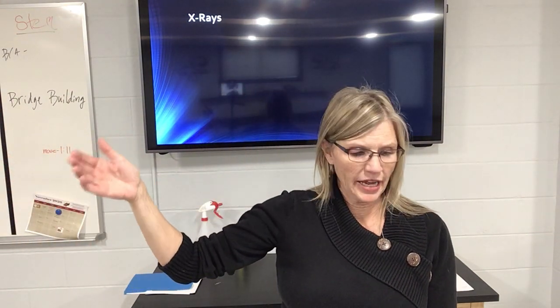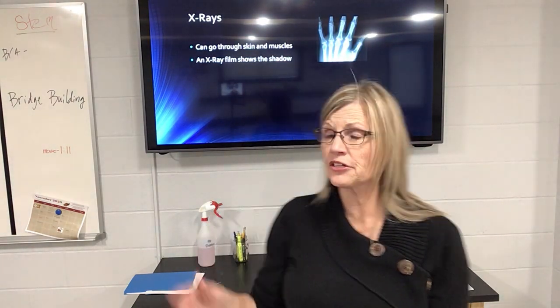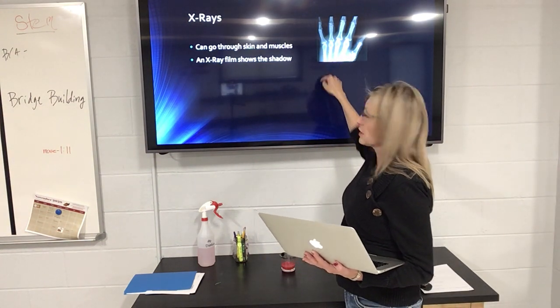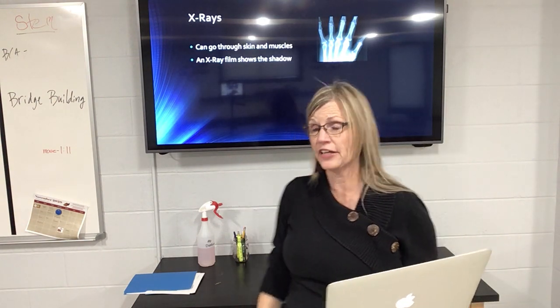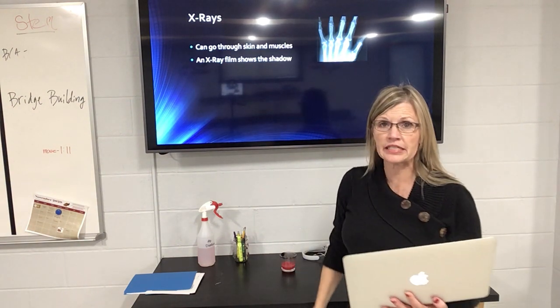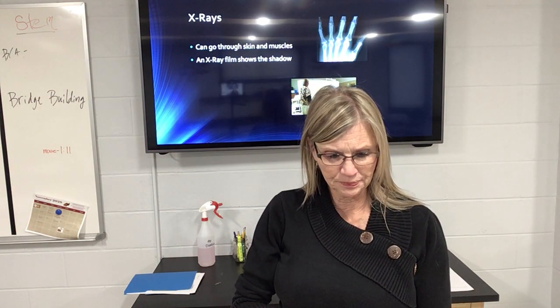Next we have X-rays. Now, if any of you have ever broken a bone, you've probably had an X-ray, okay? X-rays are so energetic that they can go through skin and muscles. An X-ray film shows the shadow. So here's an X-ray film, and the shadow are the bones where this radiation is being blocked. Just like the sun can be blocked by a house and cast a shadow, X-rays are blocked by bone, but you can see where they penetrate through the skin and the muscles. Okay, here's another form of an X-ray.